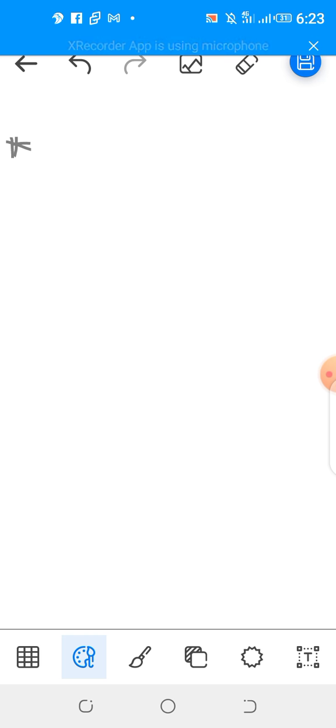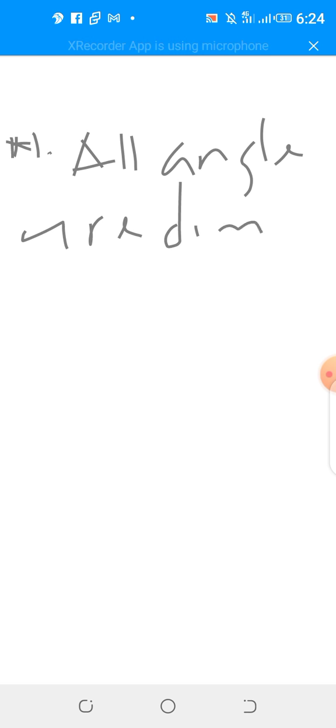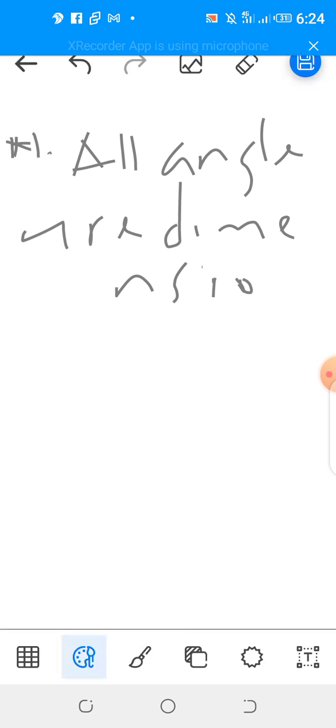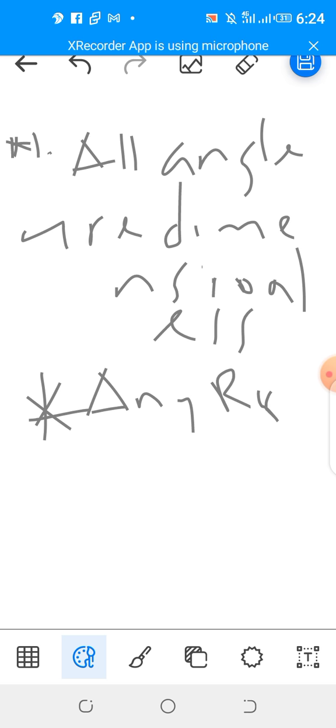Now, this is just the code. Let me just give you one. I said the first rule is one, all angles are dimensionless. Same as anything raised to power.